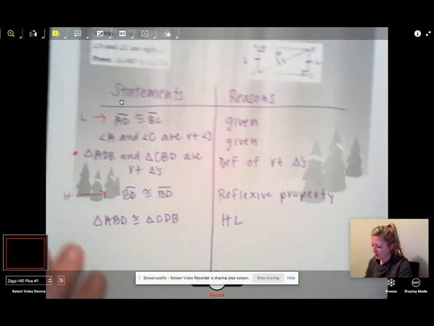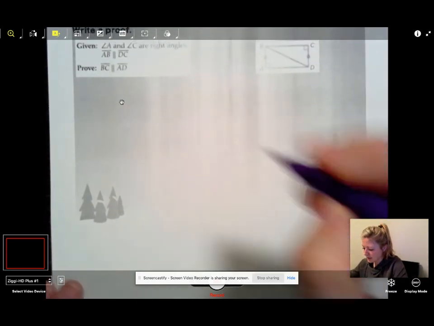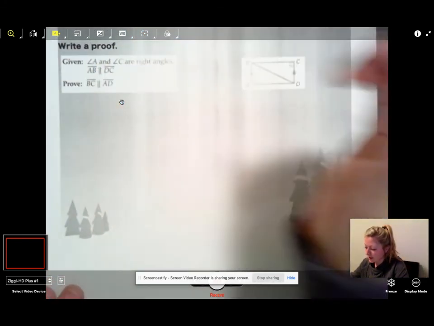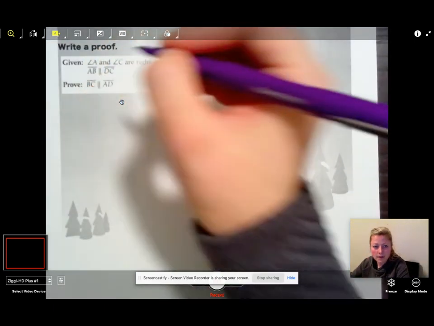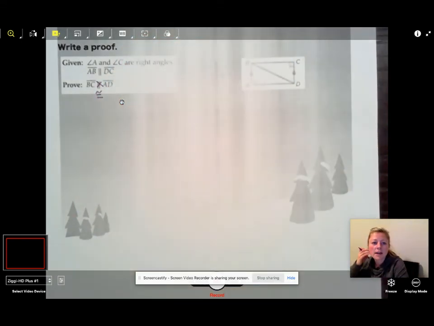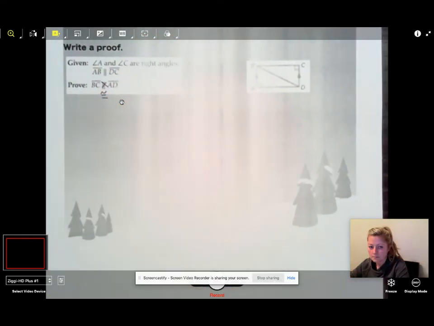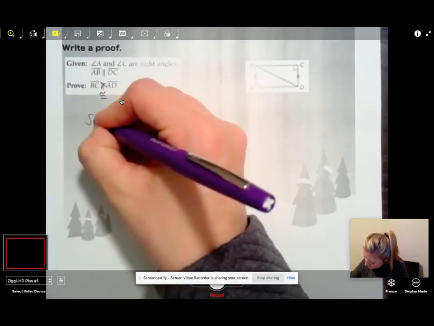Okay, we have one more, and we're just going to modify it just a tish. We haven't yet done a proof where we're proving that parts of our congruent triangles are congruent. So where this says parallel right here, will you guys cross that off and make it a congruent symbol? So our end goal is to show that BC is congruent to AD. Okay, so let's start off again with our statements.